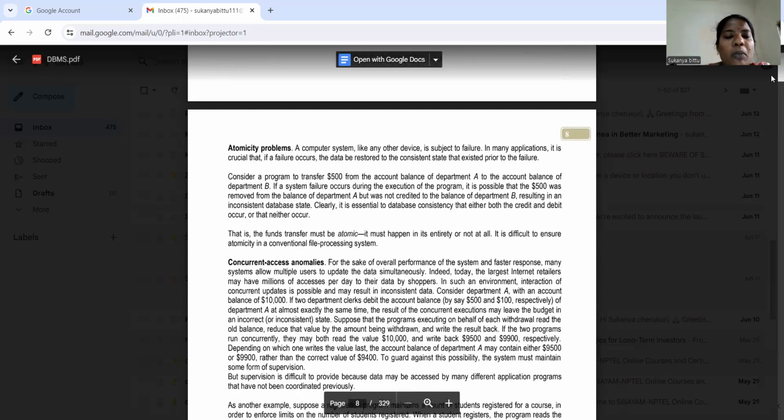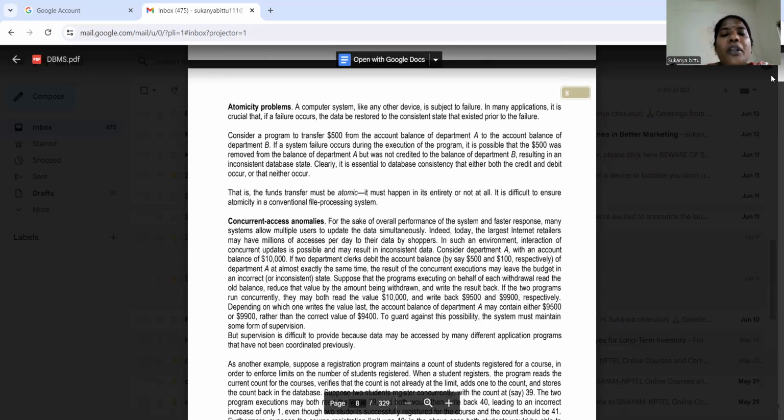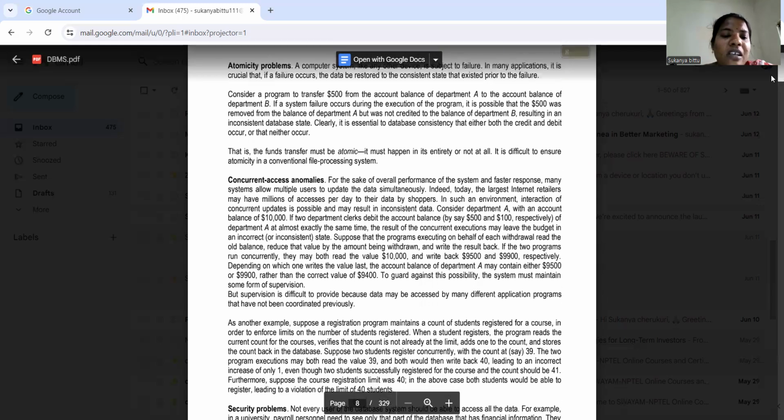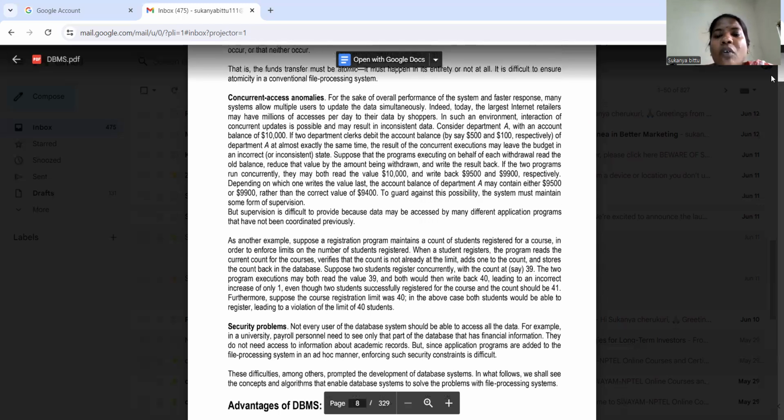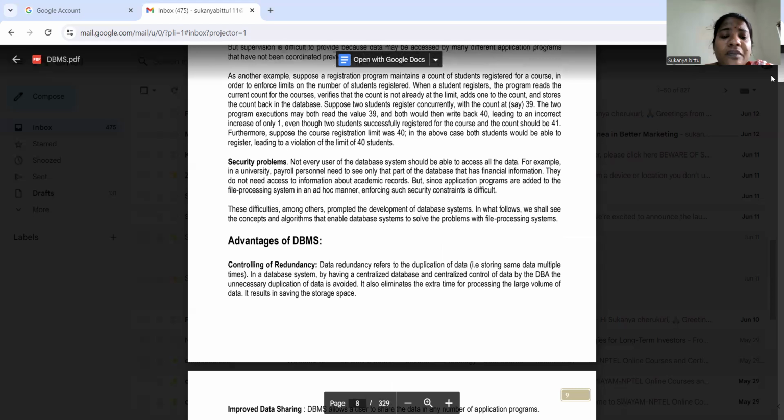So next, atomicity problem. What is atomicity problem? A computer system, like any other device, is subject to failure. In many applications, it's crucial that if a failure occurs, the data can be restored to the consistent state that existed prior to the failure. So next, concurrent access anomalies. For the sake of overall performance of the system and faster response, many systems allow multiple users to update the data simultaneously. Next, security problem.